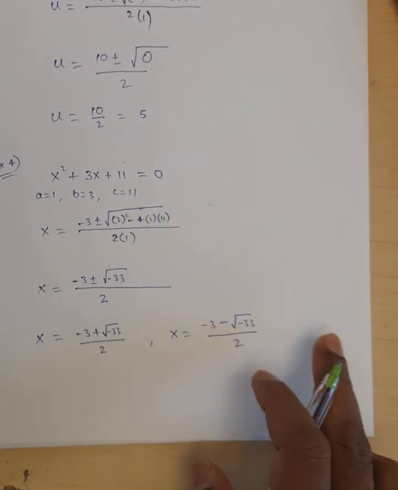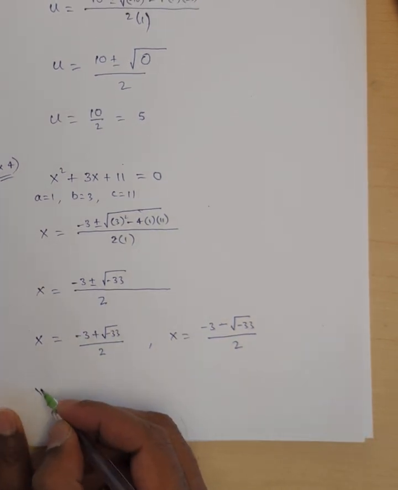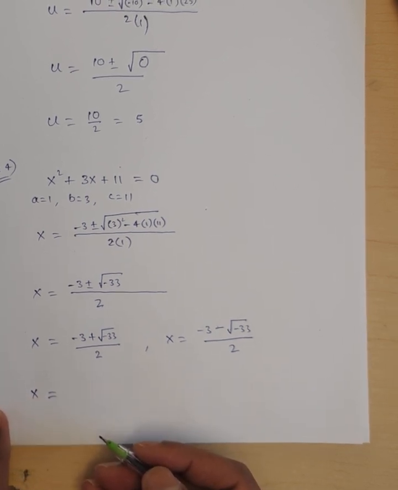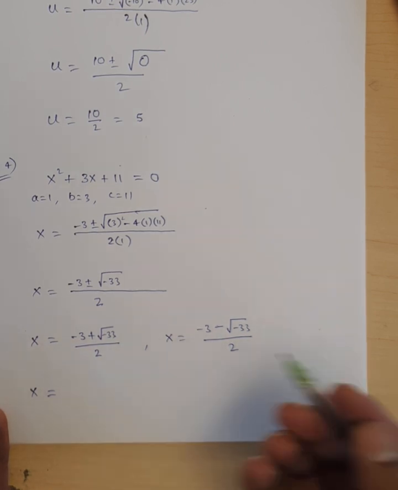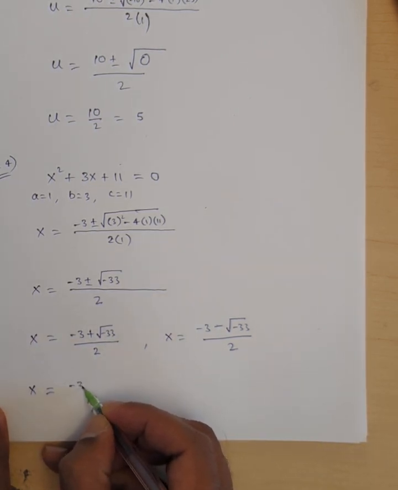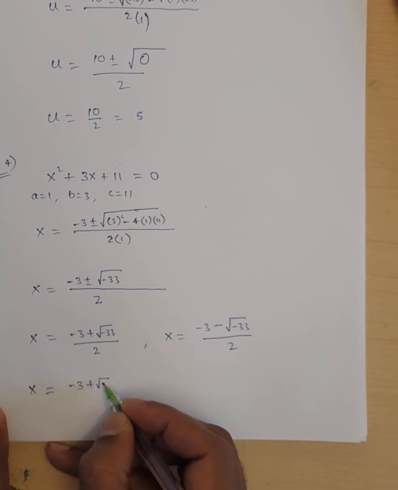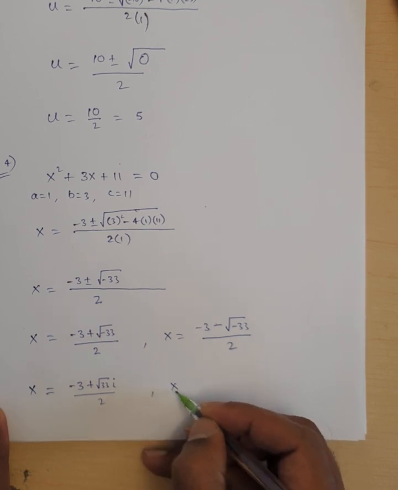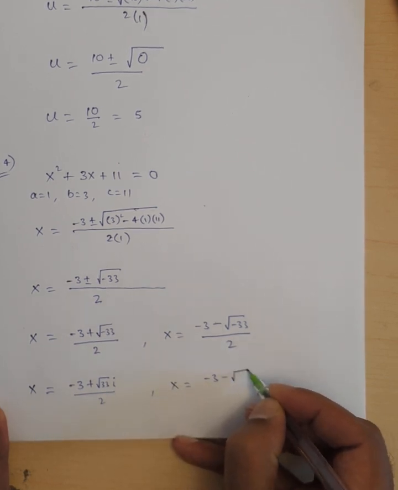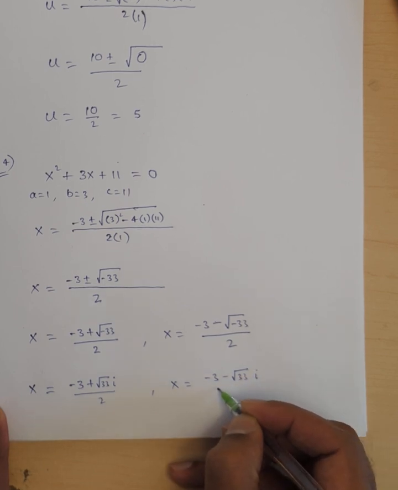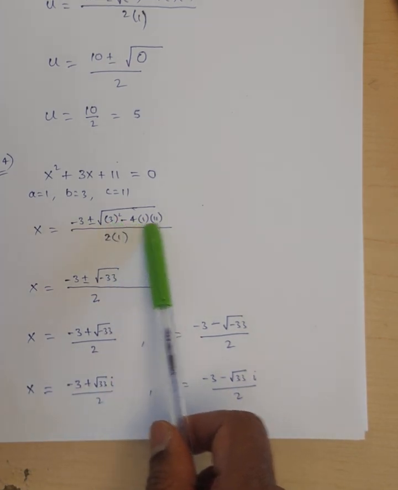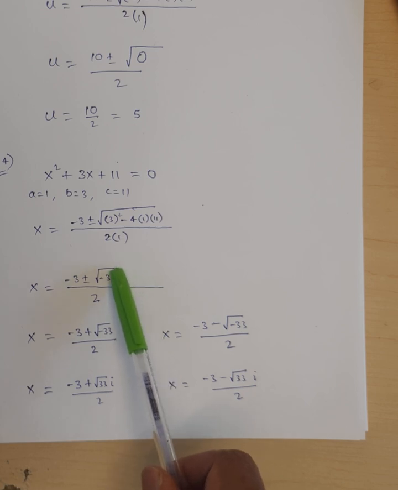Sometimes you can leave the answer in this form, but sometimes you're asked, or you may have to pick from one of several choices, but you may not see this. What you may see is this, negative 3 plus square root 33 i over 2, and the other answer is negative 3 minus square root 33 i over 2. So sometimes you will get imaginary answers, and that happens when your square root turns out to be negative.